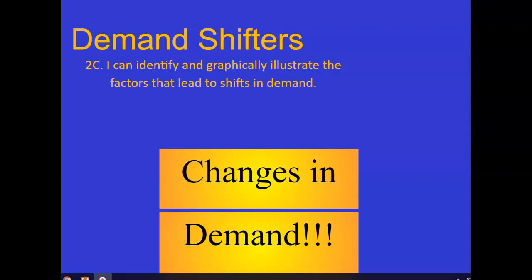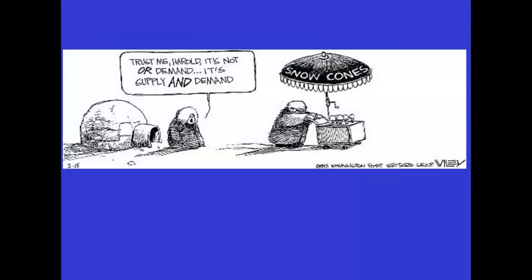Now, this cartoon is kind of funny because there's somebody that's trying to sell snow cones in an area where somebody lives in basically a snow house. So trust me, Harold, it's not or demand, it's supply and demand.